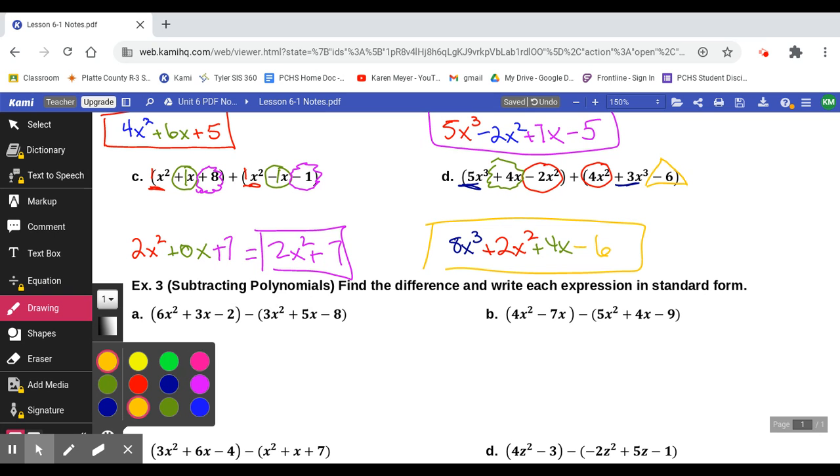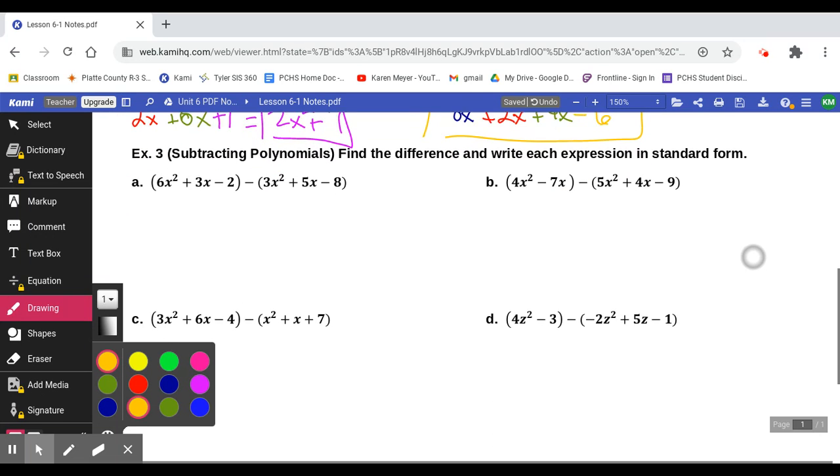So when you look at the answer for C, you're going to notice that for the regular x, you would have 0x, which I just omitted from my answer. But if you left it as plus 0x, that's fine. Don't just say plus x, though, because that would be considered 1x. All right, moving on to the next one.